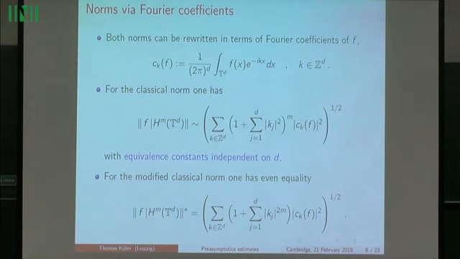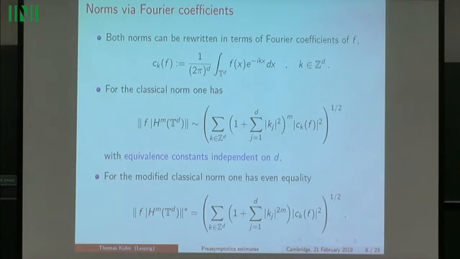And so the torus here for me is an interval 0 to pi with the endpoints identified and normalized Lebesgue measure. So these are the Fourier coefficients. Everybody knows that. And for this classical original norm, we get the following. The norm is equivalent, but here it's important to notice that the equivalence constant depends only on smoothness but not on dimension. So this is already an advantage.